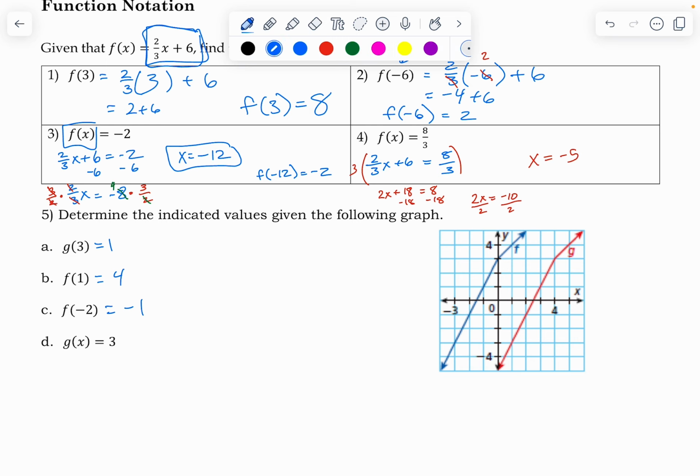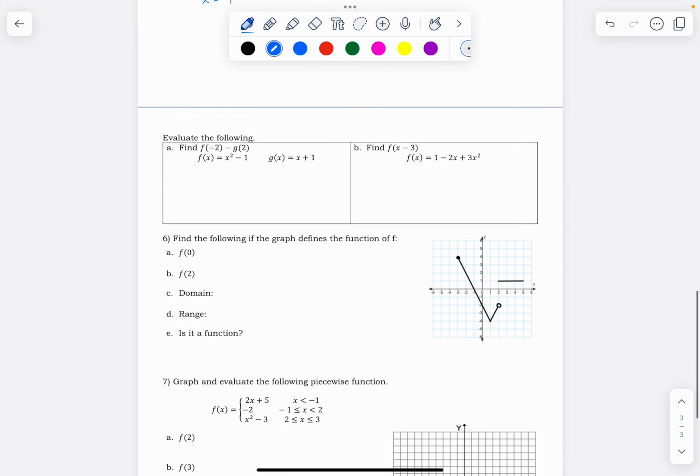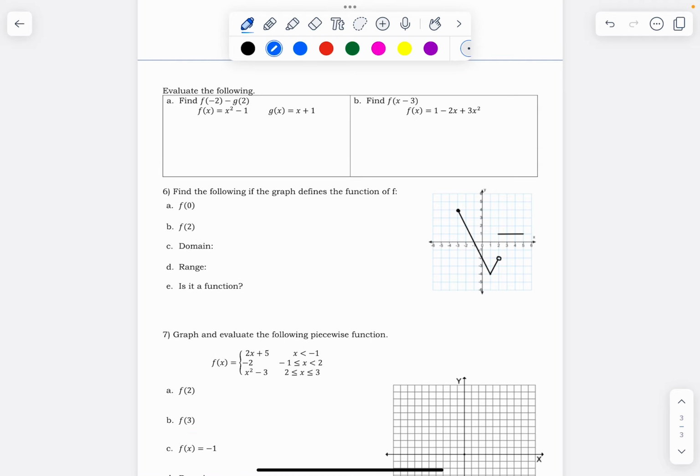The next one is a little bit different. It says g of x equals 3. So I'm going to say 1, 2, 3. This is the line where y equals 3. I want to see where that line hits my graph of g. Well, it hits right here, at x equals 4. Is there more? There is more.